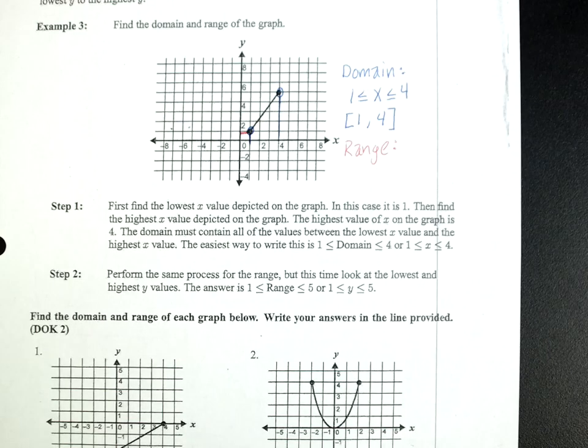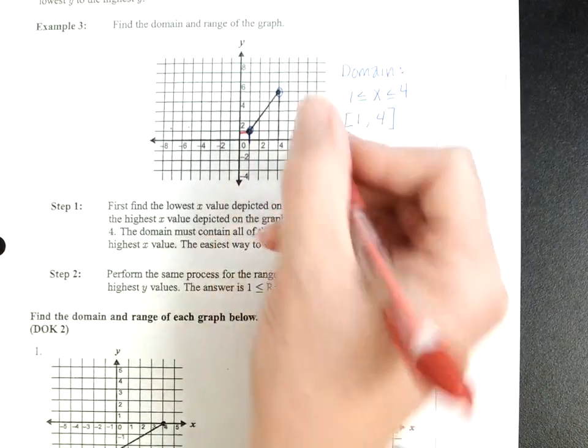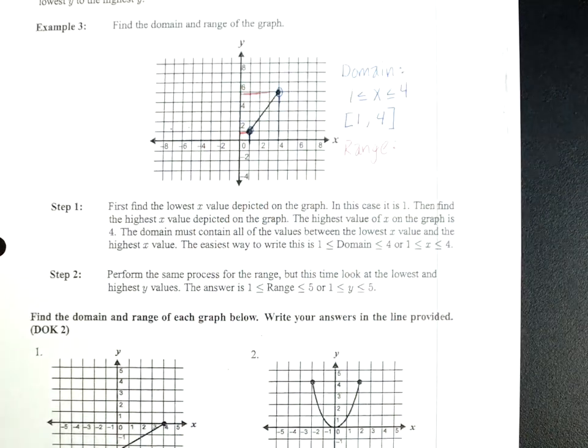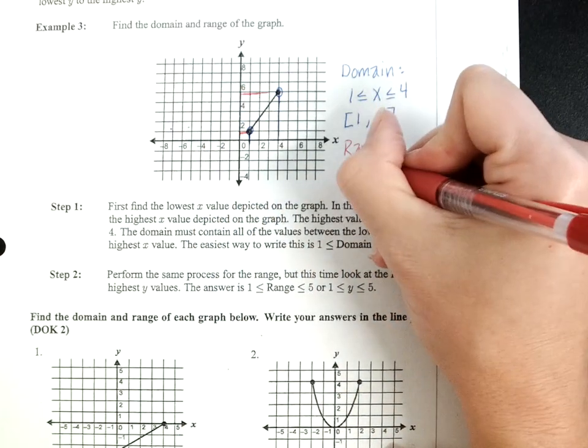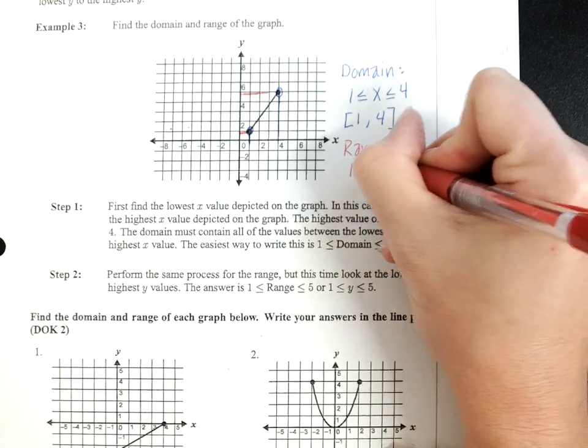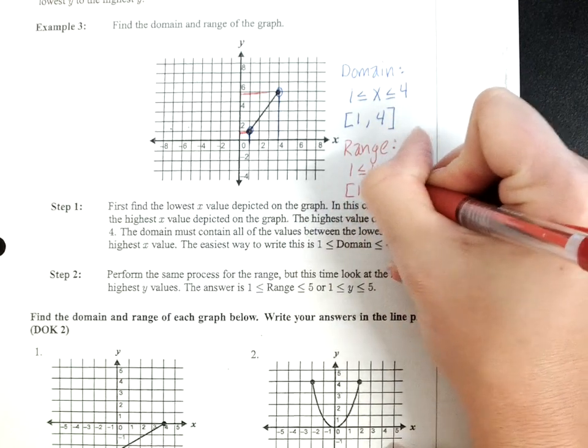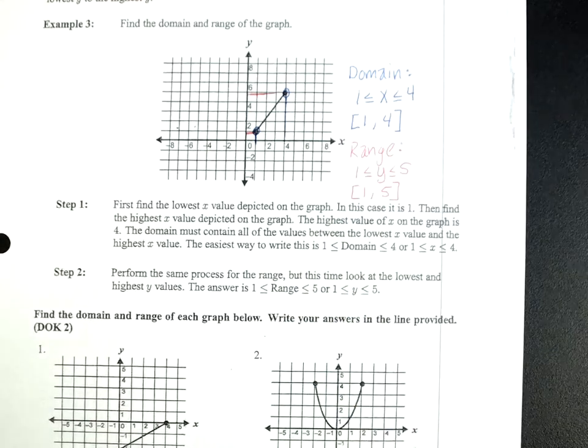What is the highest point? The highest point's right here. What is y equal to there? 5. Again, I can represent this using either inequality or interval notation. Again, both of our dots are filled in, so I'm going to include the brackets.